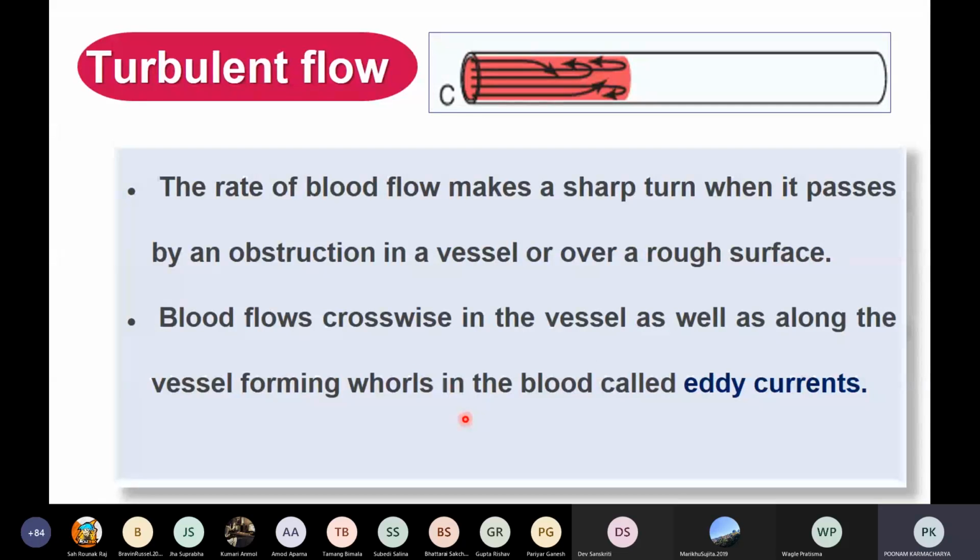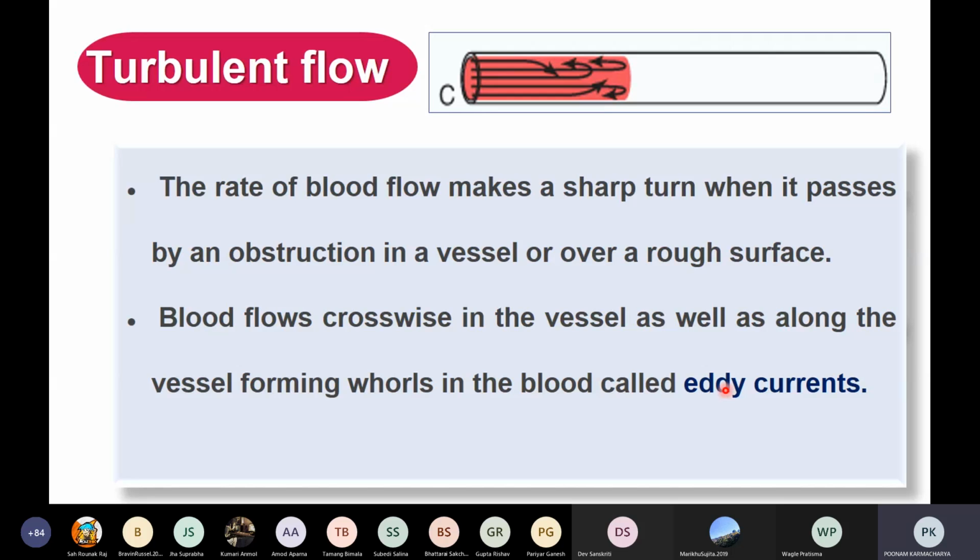So because there is some obstruction in the vessel wall, right, this obstruction will cause the blood to make a sharp turn and flow back, and again it will flow in a haphazard way, forming whirls in the blood. And these whirls, with the blood flowing in either direction, this kind of movement of the blood in the blood vessel will create a current which is called the eddy current.